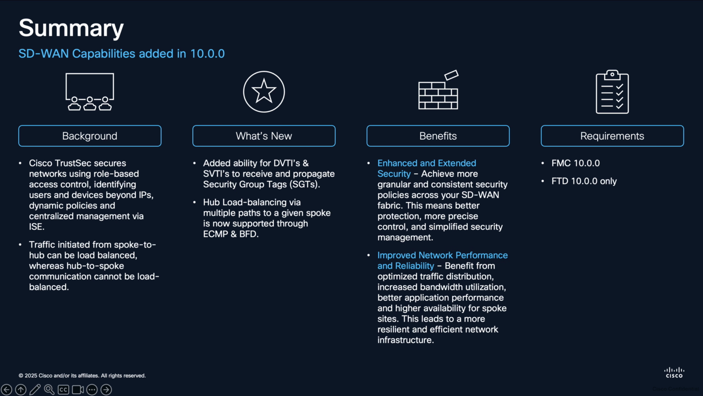Secondly, we're delivering improved network performance and reliability. With the new hub load balancing capabilities, you'll benefit from optimized traffic distribution, leading to increased bandwidth utilization and better application performance. Crucially, this also means higher availability for your spoke sites, resulting in a more resilient and efficient network infrastructure overall.